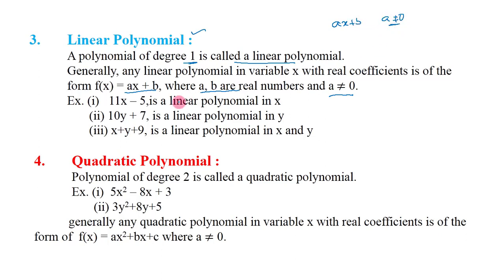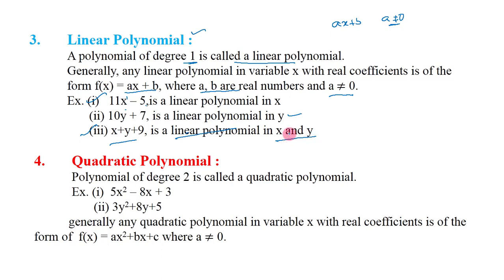And if you observe this first example, 11x minus 5, it is a linear polynomial. Why? Because the degree of this is 1, and it is a linear polynomial in y. And the third example, if you observe, we have used two variables, that is x and y. That means x plus y plus 9. It is also called a linear polynomial in x and y.